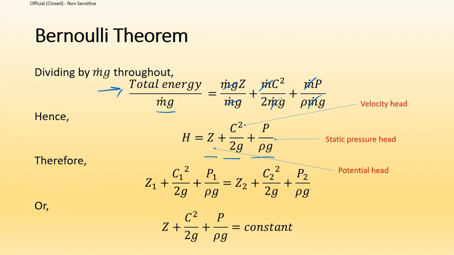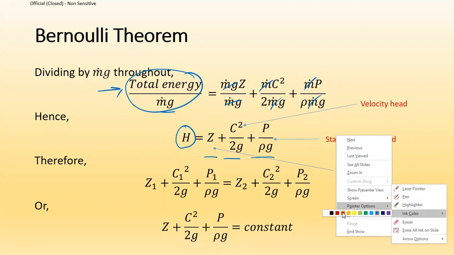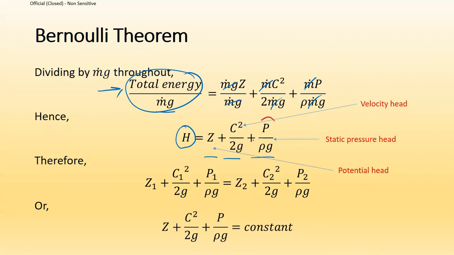The consequence on the left hand side is that when you use the total energy divided by m dot g, it gives us something called the head. This head concept has been discussed before in the previous chapter, chapter 3, where we talked about the pressure head. The pressure head that we studied in chapter 3 is actually part of this equation. If you can see, let me change to my marker ink. The pressure head that we studied in chapter 3 appeared here.